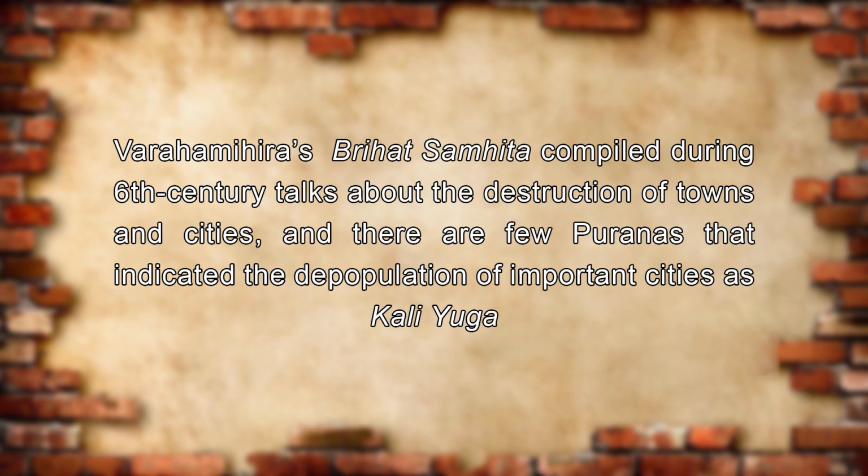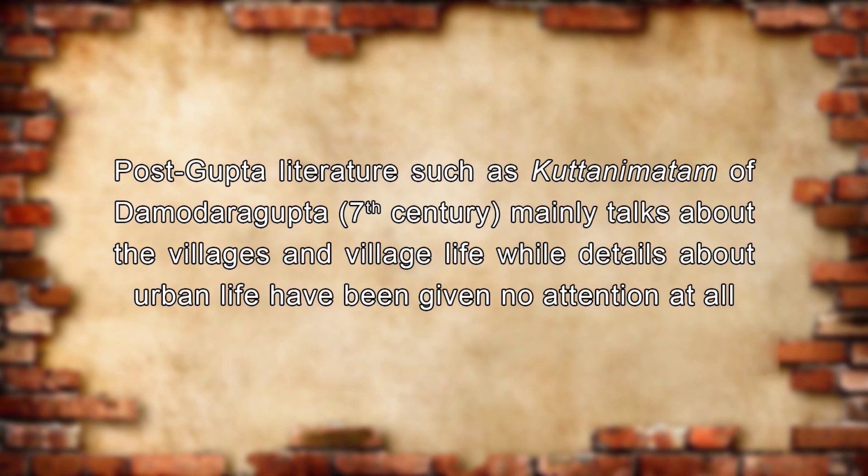Varahamihira's Brihat Samhita, compiled during the 6th century, talks about the destruction of towns and cities, and a few Puranas indicate the depopulation of important cities as Kali Yuga. Moreover, post-Gupta literature such as Kuttanimatam of Damodar Gupta, 7th century, mainly talks about the villages and village life, while details about urban life have been given no attention at all.